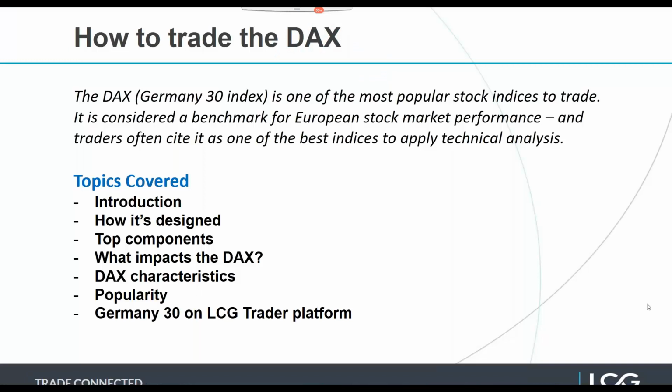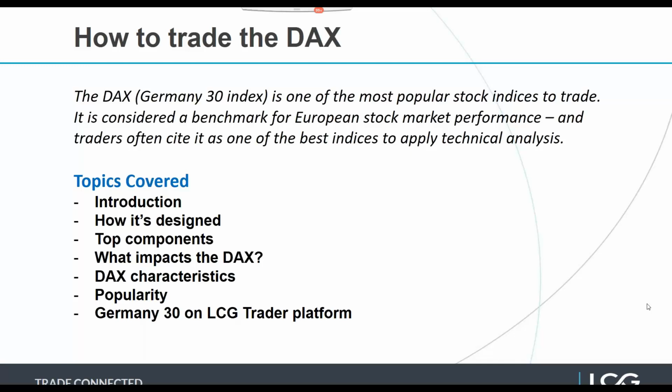So the webinar today is how to trade the DAX. The DAX, or the Germany 30 index, as it's traded with London Capital Group, is one of the most popular stock indices to trade. In fact, you'll see it listed in our popular products category on the LCG Trader platform, which we'll have a look at a little bit later. It's considered a benchmark for the European stock market performance, so it's often quoted in the financial media. You know, the DAX is up or down, kind of tells you if European stock market's up or down.